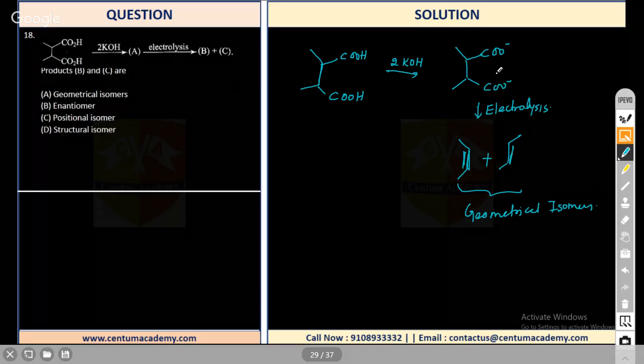Okay, K2CO3 goes out, and then at the anode oxidation takes place and forms a double bond here, and that will be the geometrical isomers. Is it clear? First of all, with this acid, you'll get a salt of it, and when the electrolysis takes place, K2CO3 goes out. Oxidation takes place, and we get a double bond, and that will be a mixture of two isomers, that is cis and trans.